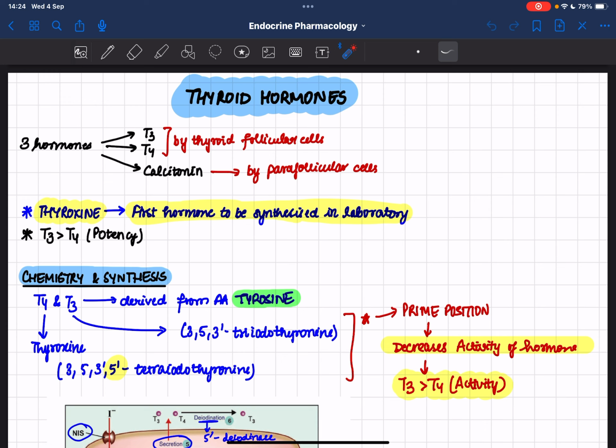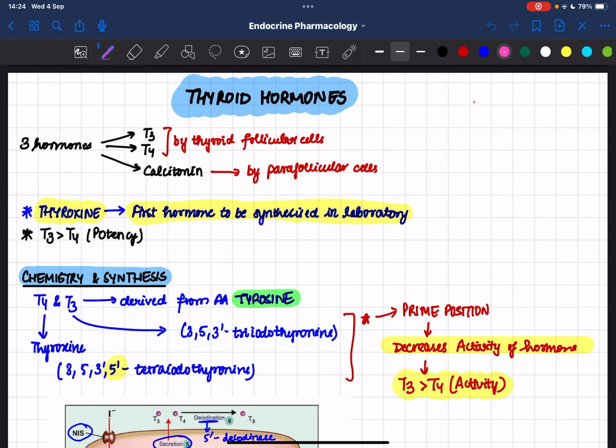So coming on to thyroid hormones, there are three hormones that are produced by thyroid. That is T3, that is triiodothyronine, T4, that is known as tetraiodothyronine, or in common terms known as thyroxine, as well as calcitonin. T3 and T4 are secreted by thyroid follicular cells, and calcitonin is secreted by parafollicular cells.